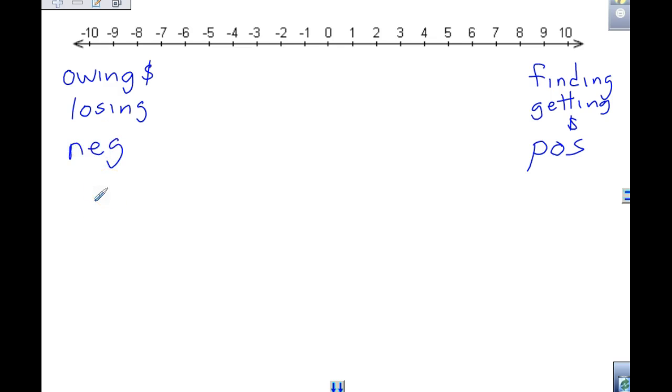We're going to go through different cases of different signs and just explain them in terms of money, and hopefully that will help you eliminate a lot of your positive, negative issues. Now this is only for adding and subtracting, not multiplying. So here we go.